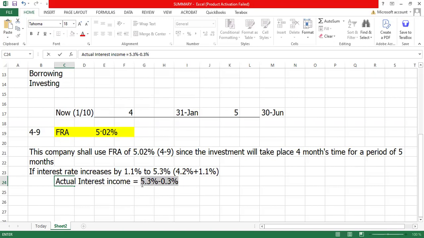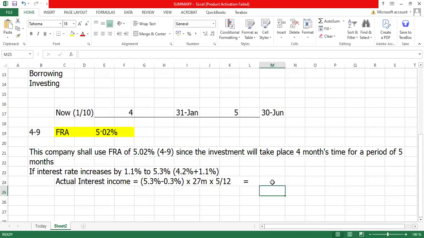This is the actual return on investment. Then the answer you get, you multiply by the amount of money you invested. How much did you invest? That is 27 million. For how long? That is from 31st January to 30th June. So you invested this money for only 5 months. So it is 5 out of 12. How much do you get?